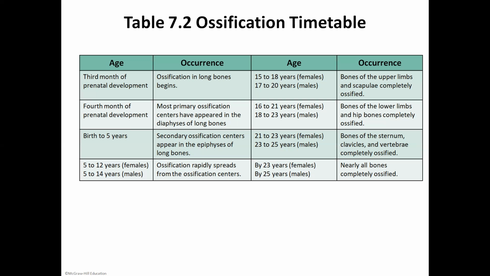But from 15 to 18 years old in females, we tend to see the upper limbs ossify. For males, it's about 17 to 20. For the lower limbs and thinking about hip bones, it can range anywhere between 16 to 21 for females, 18 to 23 for males. And then usually by age 25, nearly all the bones have completely ossified. We do have a little bit of growth within some of our facial bones, like in our nose. However, most of the bones, nearly all, are completely ossified by age 25.